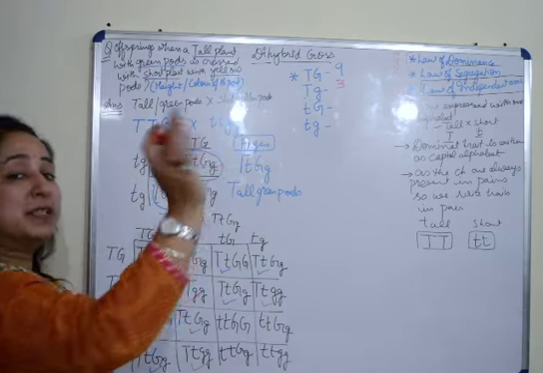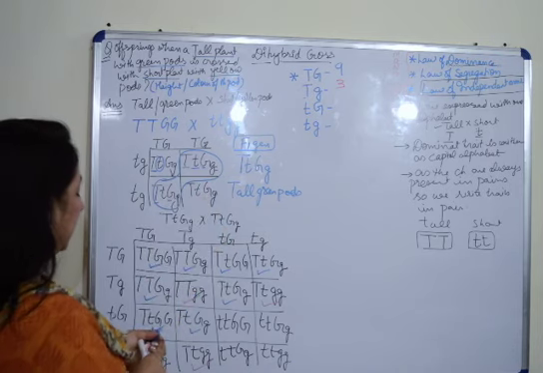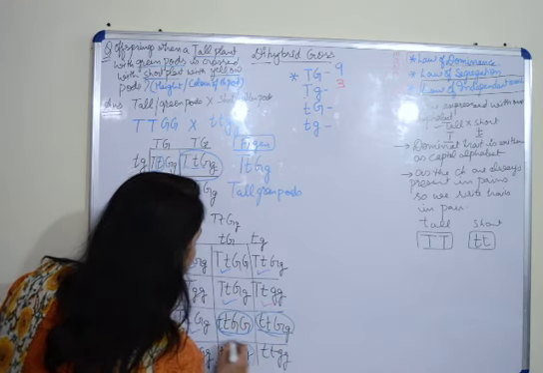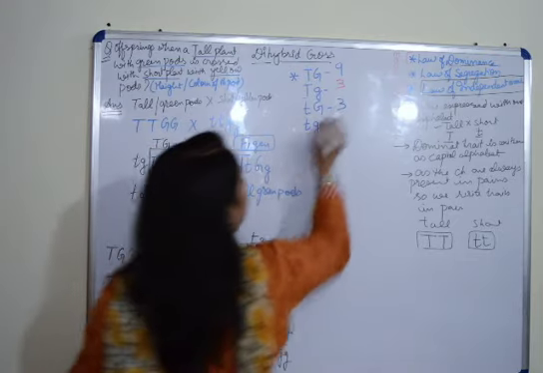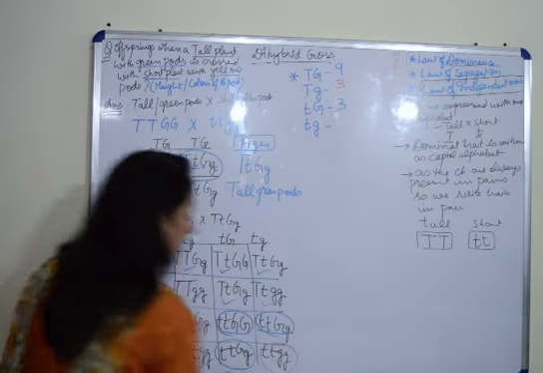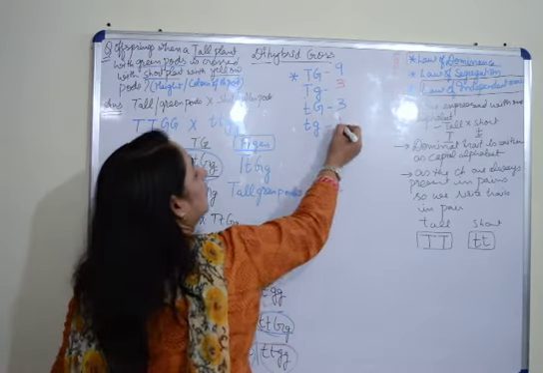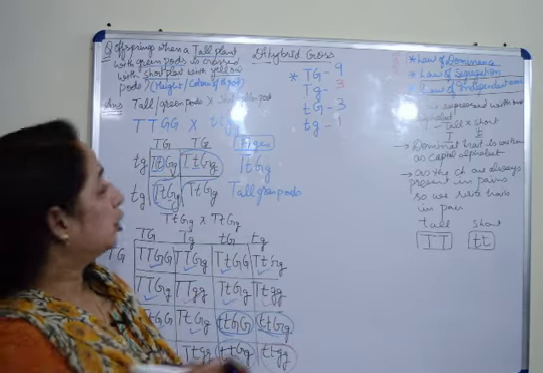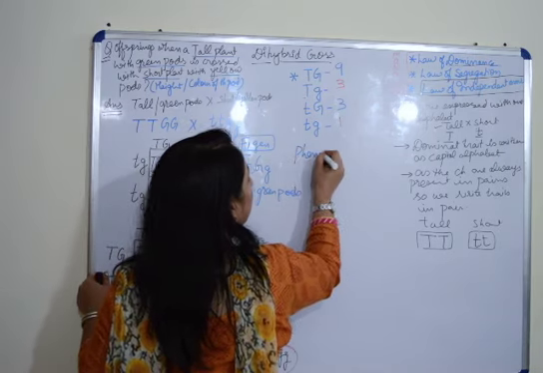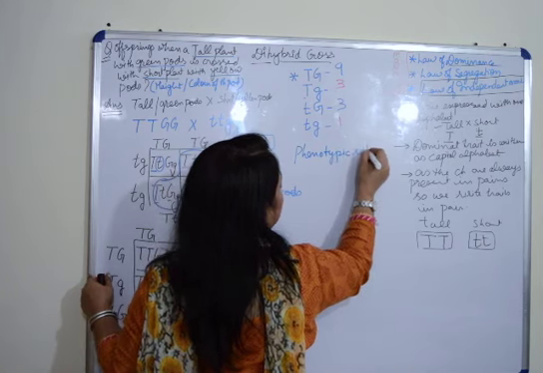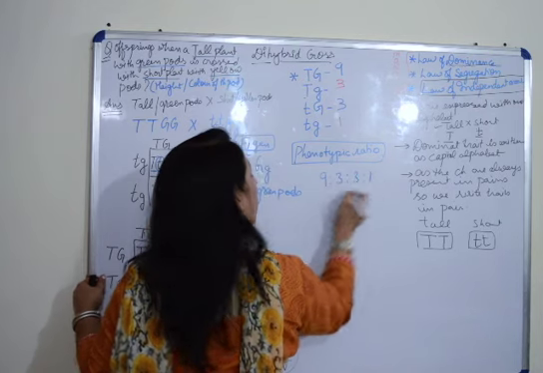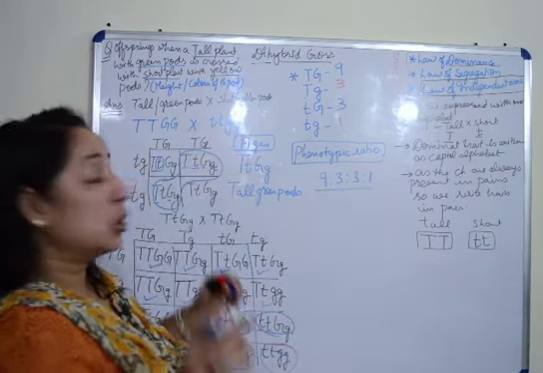We are now going to see jahan pe small t and capital G are present. Let's see. So small t, capital G, 1, 2 and 3. So there are 3 boxes where we have small t and capital G, and again we have the last box. It is fixed again, that is only 1, which has all recessives. So this is what we have now: the phenotypic ratio of a dihybrid cross, that is 9:3:3:1. This is fixed.